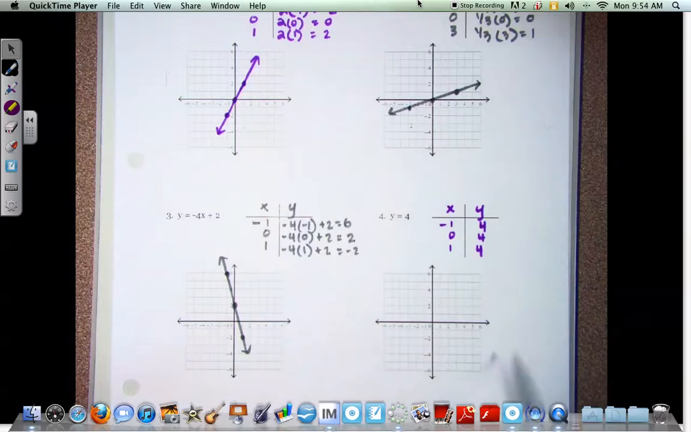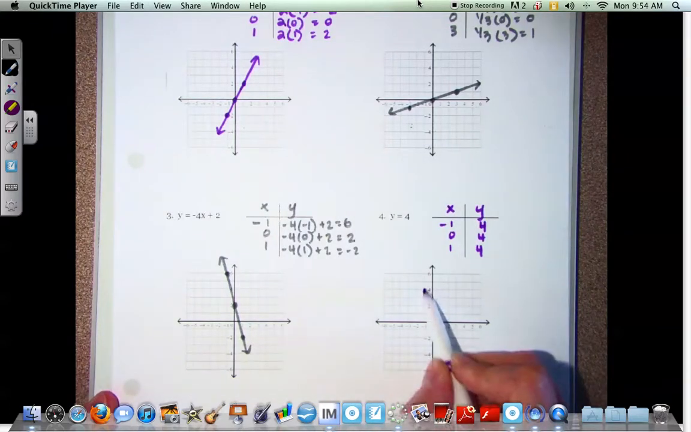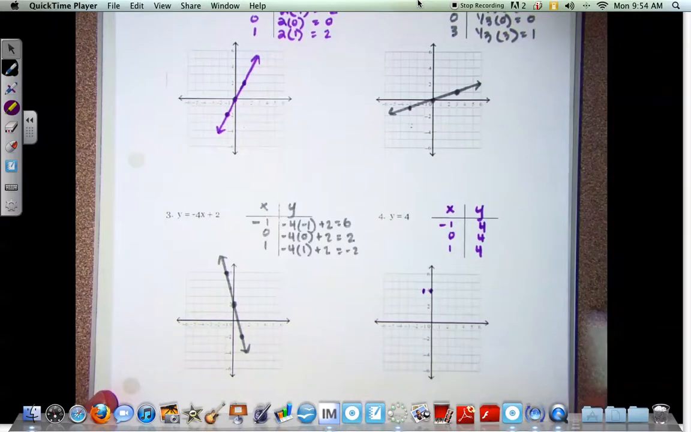How do you draw that? So you go over to -1, up to 4, make a dot. Over to 0, up to 4, make a dot. It's just going to make a straight line.